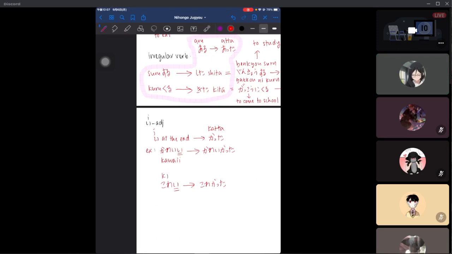Kawaii, kawakata. This one is kawaii kata. If it's sabishi, then the shi, you just take the e and change it to kata, it will become sabishi kata. So for e-adjectives, you have to remember this: e at the end, and then you change it to kata.